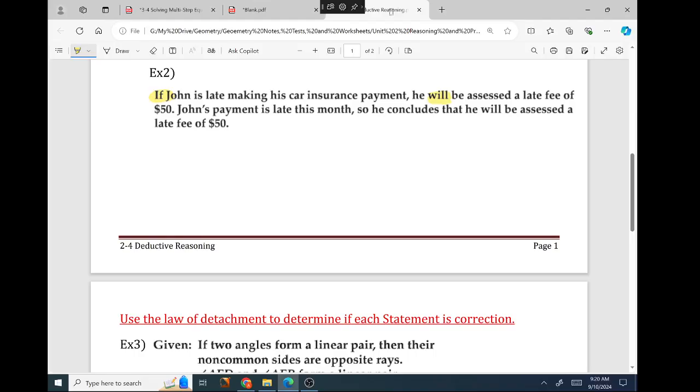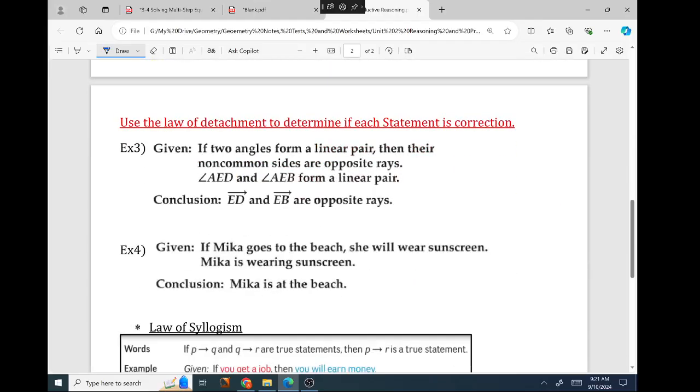You see it? So what are we establishing? What is that? That's a rule, yes? A fact. If he's late, he's going to be given a fee. That's what it's saying. You follow me? So the if got triggered, then the then got triggered. So what are we using here? What is this called? Deductive. All right, ready? Next one.